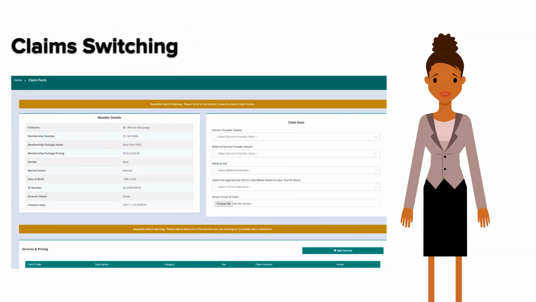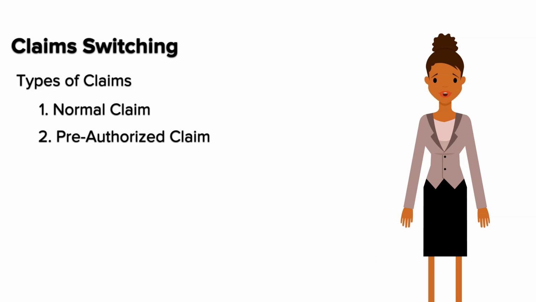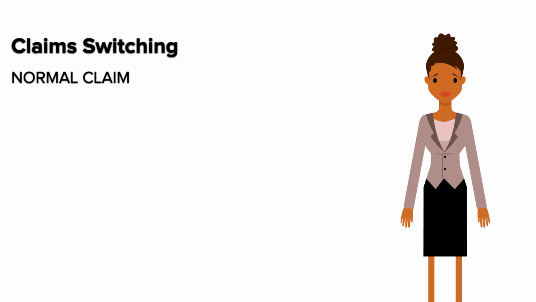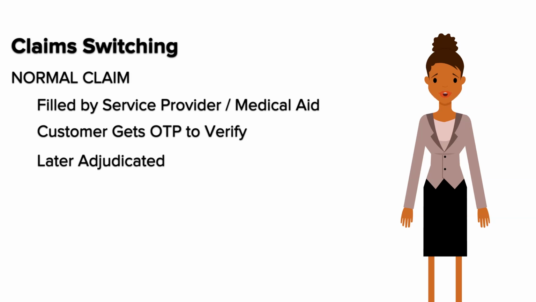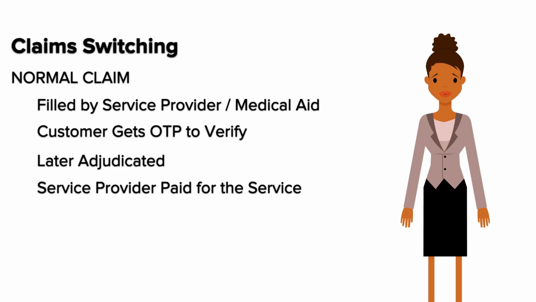Now let's have a look at the claims switching interface. There are 3 types of claims that the system handles: normal claim, pre-authorized claim, and member claim. A normal claim is usually filled in by the service provider or the medical aid society on behalf of the service provider. When initiating this process, the customer gets an OTP code to validate they are in agreement with the request, and it is later adjudicated, so that the service provider is paid for the service.